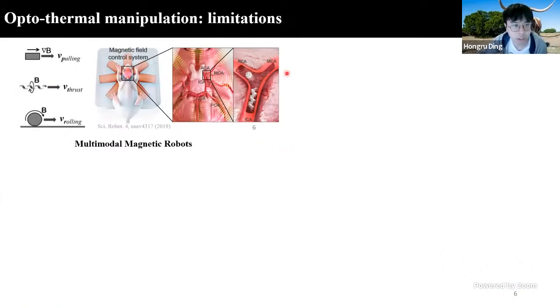The last page of the introduction part is the current limitations of optothermal manipulation techniques. Despite the promising future of optothermal manipulation, there are still some limitations. There are actually two major limitations. First of all, let's take a look at the magnetic robots platform developed by another researcher. They basically achieved the pulling, thrust, and rolling of three different particles and conducted a complex surgery on a mouse. So they achieved the multimodal manipulation of magnetic robots.